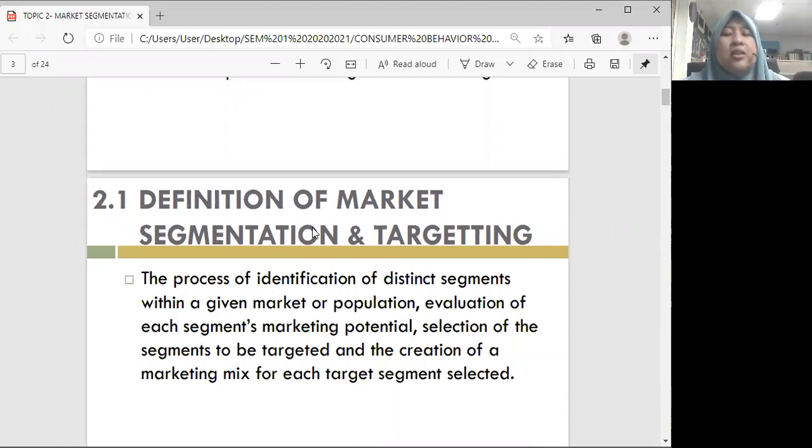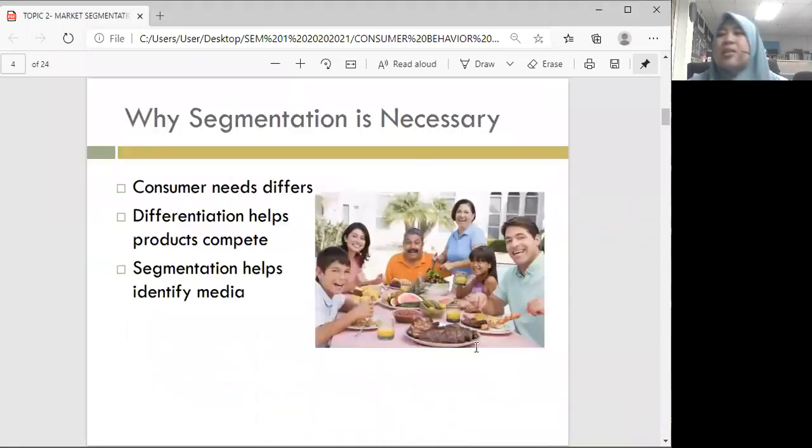And the creation of the marketing mix. Maybe you should remember what marketing mix means. Marketing mix is categorized as the 4 P's: product, price, place, promotion, for each target segment selected. Alright, so we are moving on to why segmentation is necessary.